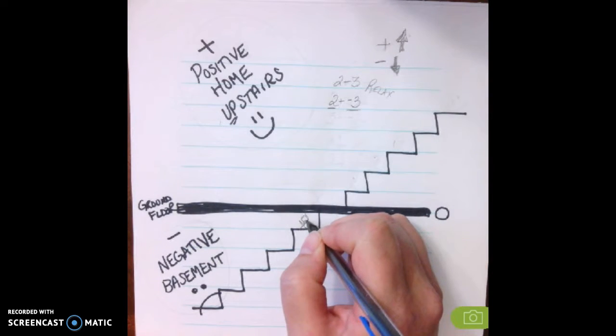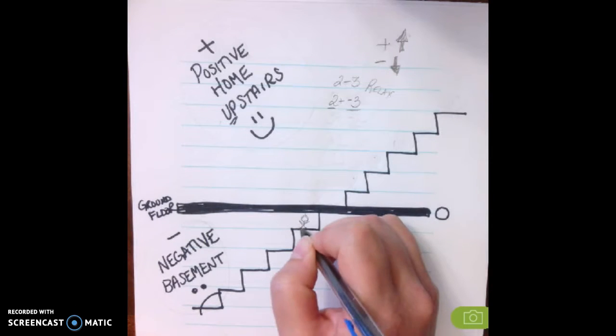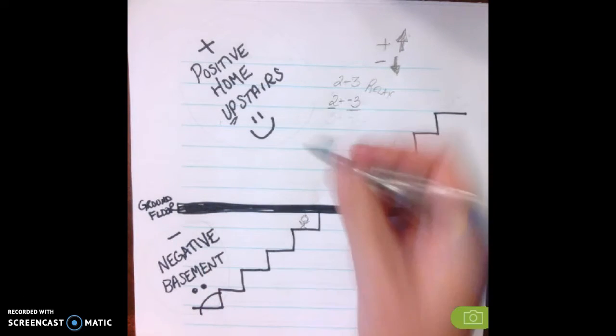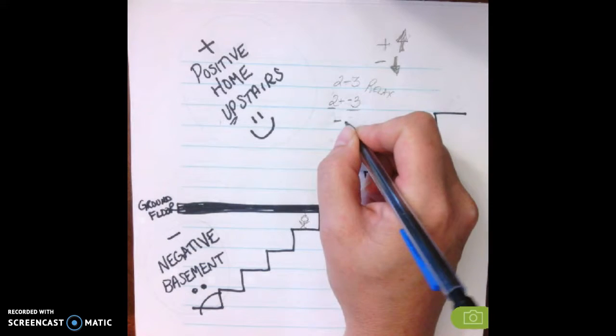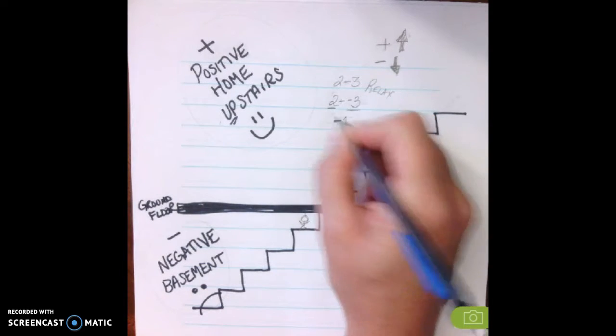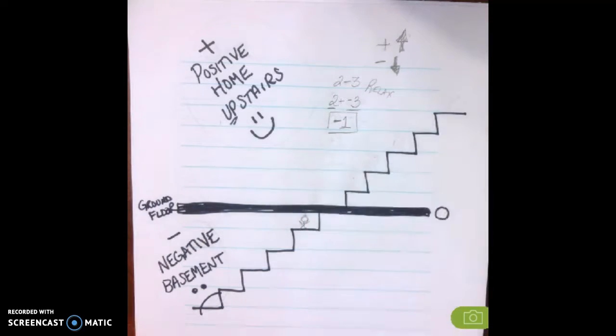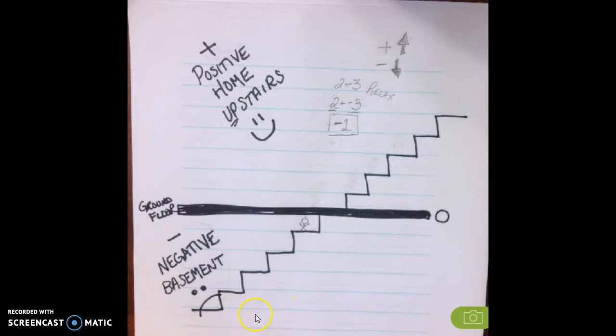So here we are. We are one stair into the negative basement. So because we ended up in the basement, we're negative, and we're only one stair into the basement. So that is negative 1.